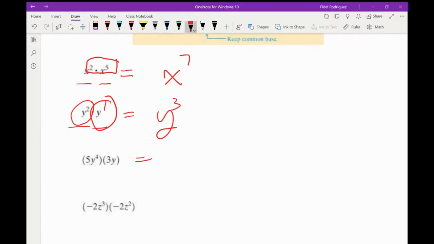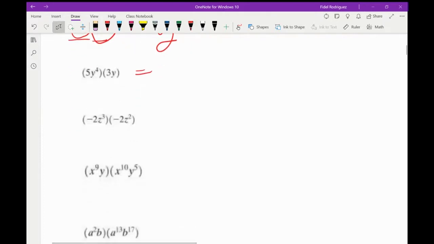Good. Okay, let's do the same thing here. So look, we have 5y to the 4th times 3y. So guys, when I have expressions like this, what we're going to do, we're going to multiply the numbers first. So I know 5 times 3 is 15. Remember, we said if I don't see the power here, it's really understood to be a 1. So there's 4 y's here and 1 more here. Now we have a total of 5, right?